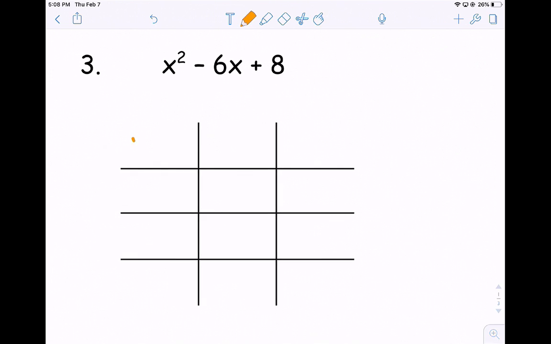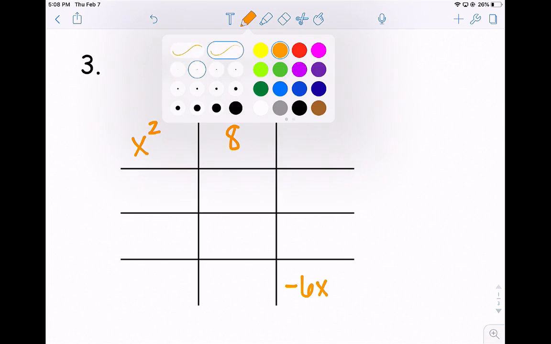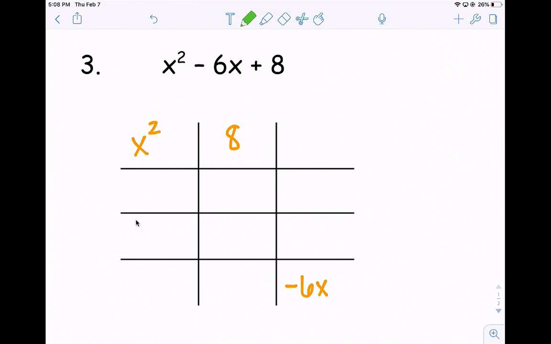Okay? So we're going to put x squared. The first term always goes in the top left. Negative 6x, the middle term always goes in the bottom right. 8, that's positive, always goes in the top middle. From here, we're asking ourselves our questions. What are the factors that I can multiply to get x squared? Well, that should be x times x.